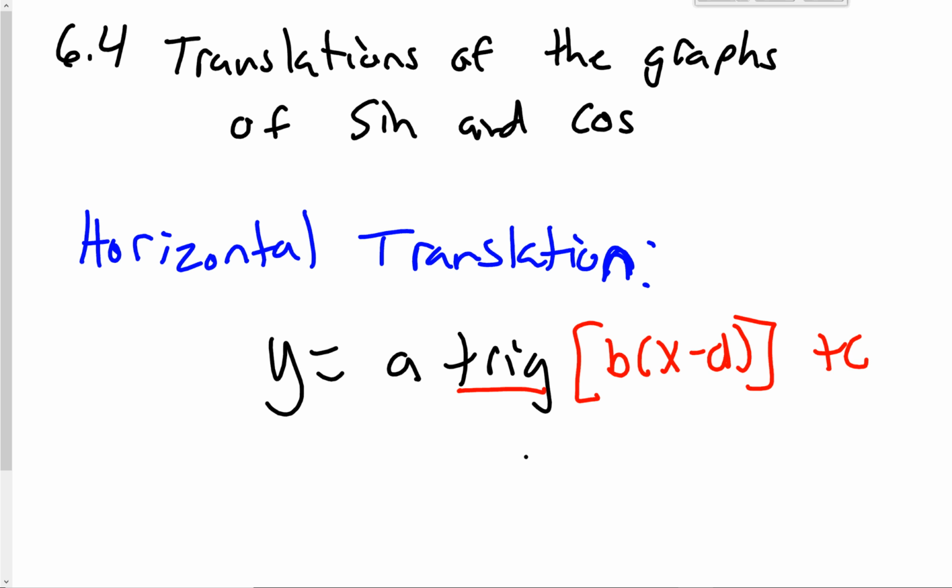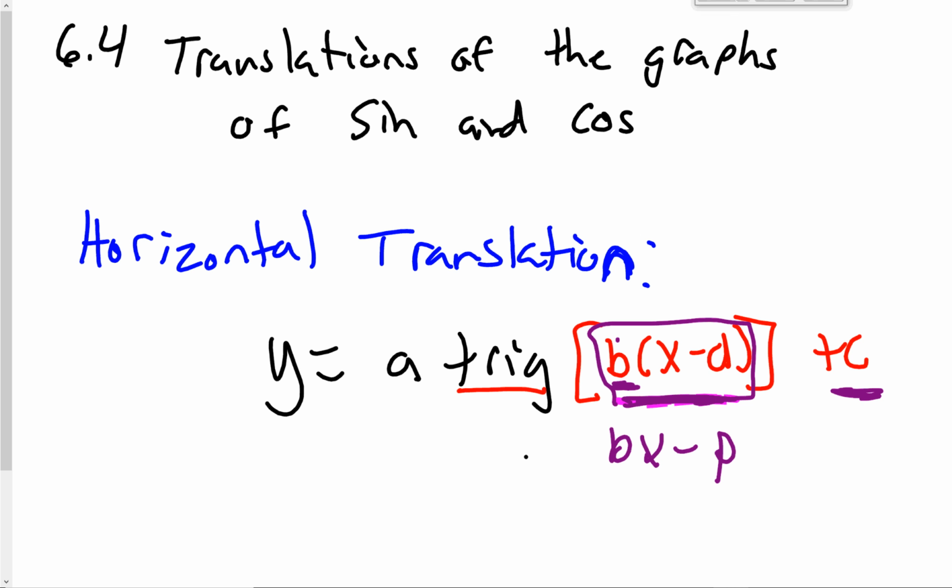What's inside here is going to move it left and right, and this one at the end is going to move it up and down. So we're going to talk about horizontal translation first. There's our b. Sometimes you'll see that b distributed, so it might look like bx minus, say, p. I'm just using a different letter because I'm multiplying b by d, and that has to do with our phase shift, how our graph moves left and right.